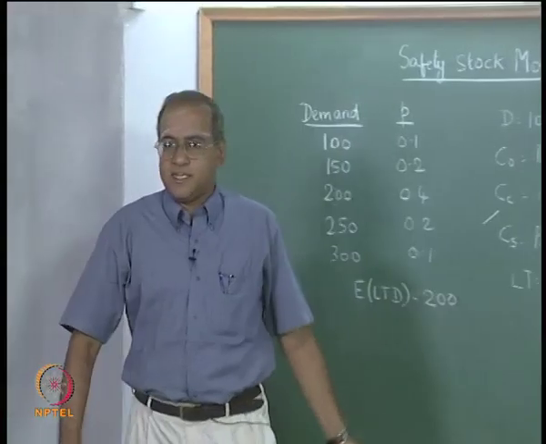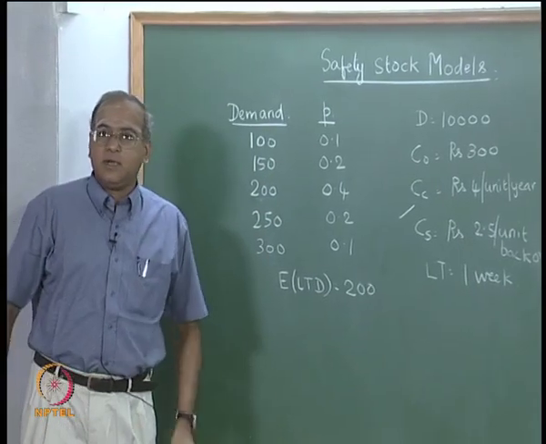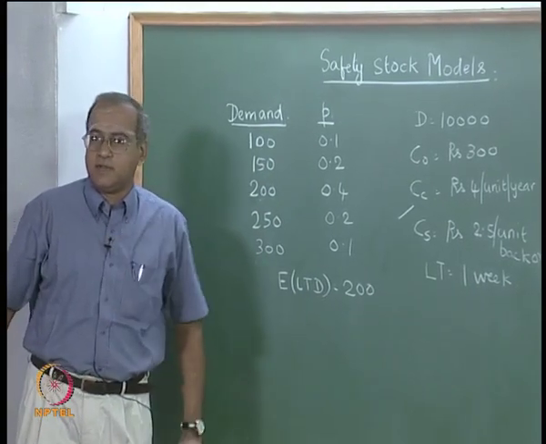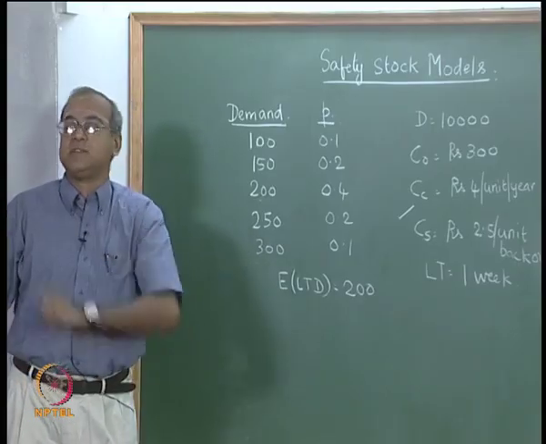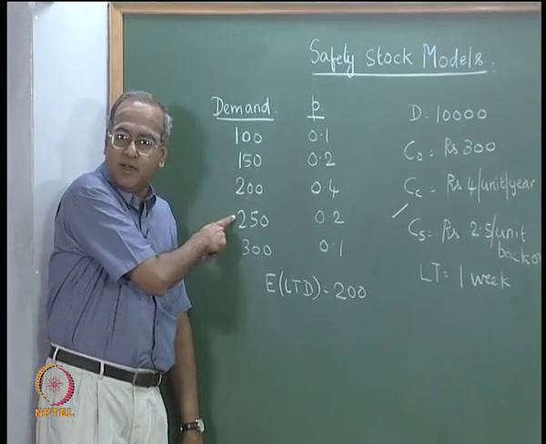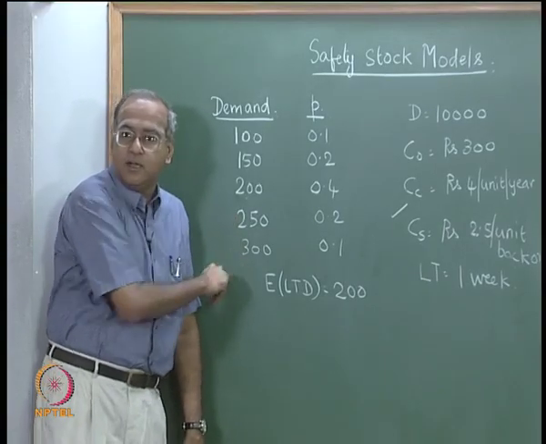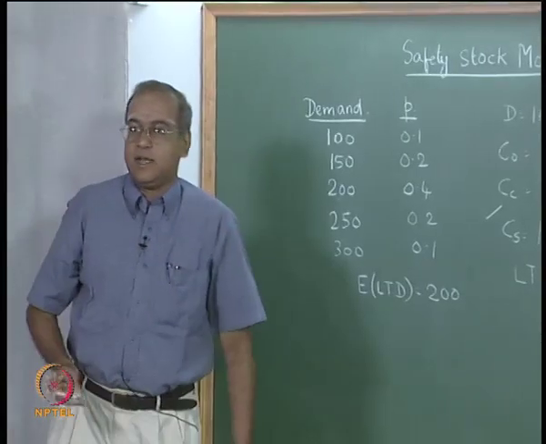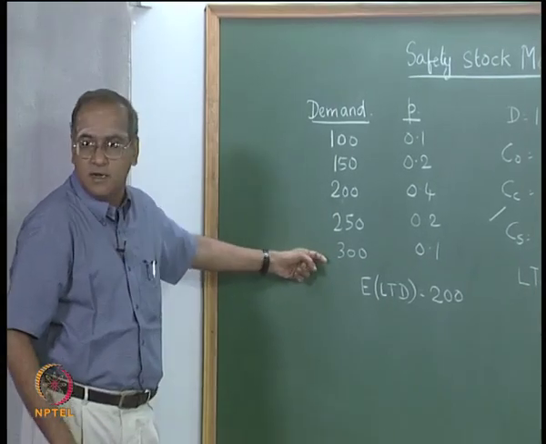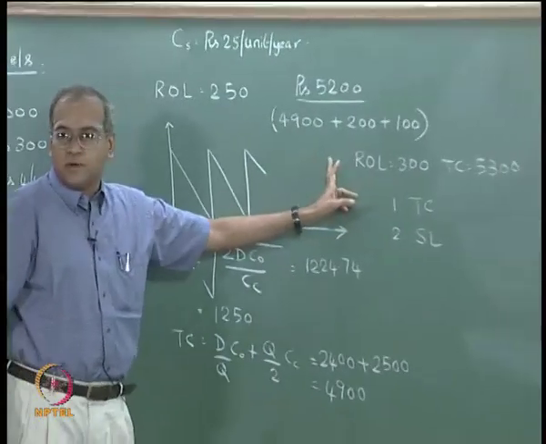Alternately, if this organization says, I am not happy with the 90% service level, I want a 100% service level or I want a 95% service level, then this would give us only 90% service level. If we want 95% service level, the next jump is here, which would give us actually 100, and then we would end up choosing 300 as the reorder level, incurring a cost of 5,300.